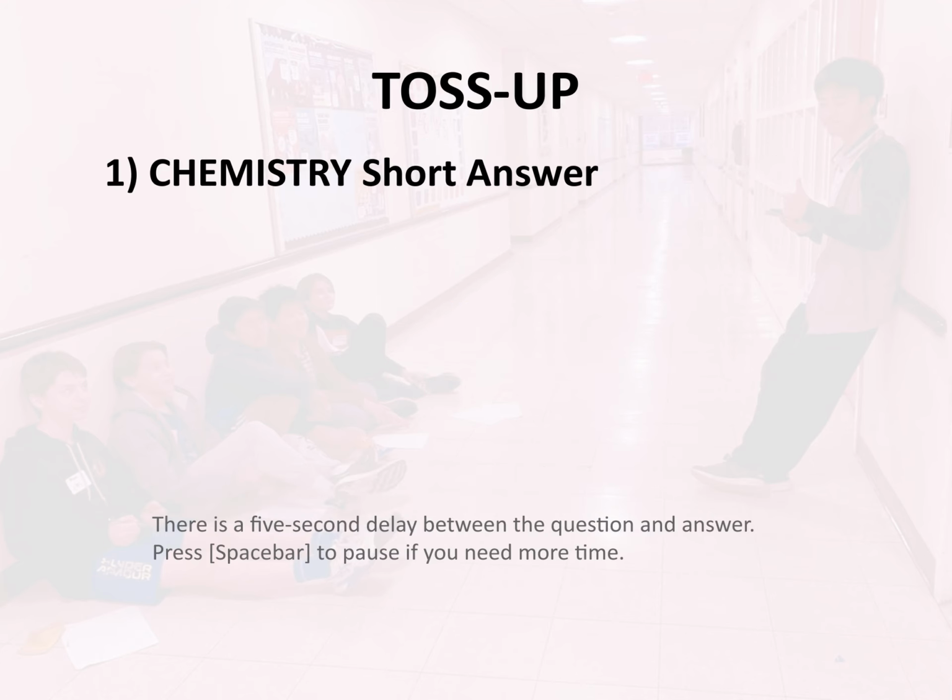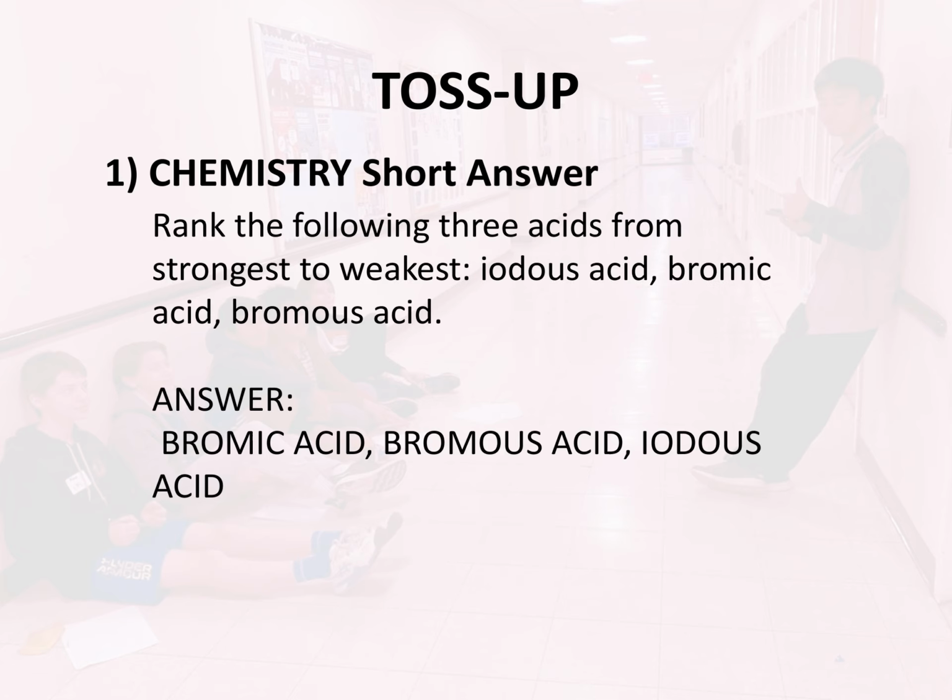Toss-up 1. Chemistry. Short answer. Rank the following 3 acids from strongest to weakest: iodous acid, bromic acid, bromous acid. Answer. Bromic acid, bromous acid, iodous acid.